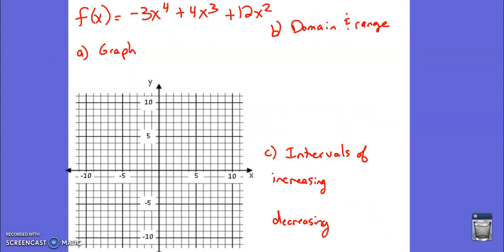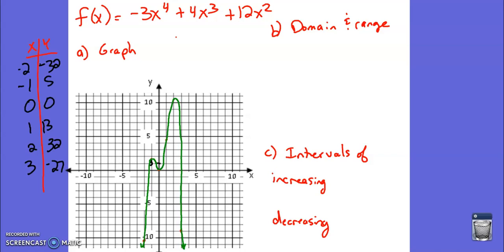All right, so let's look at this function. What we want to do is graph it. We want to find the domain and range, and then we want to find the intervals of where the function is increasing and decreasing. So this is a rather large function, so you're going to have to do an XY chart and plug some numbers in and use a little bit of scrap paper to be able to make your XY chart and get those values. So notice I made an XY chart, I graphed it, and that's letter A.